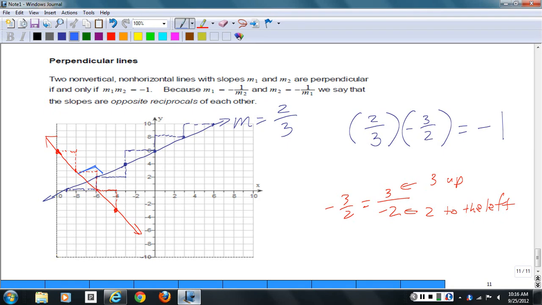Now, why do I have to say non-vertical, non-horizontal? What if I have a vertical line and a horizontal line? Are they going to be perpendicular to each other? Yes, they're perpendicular. They intersect at a right angle. But to compare their slopes, the vertical line doesn't have a slope, and the horizontal line has a slope of 0. Well, we have to calculate the opposite reciprocal, and 0 does not have a reciprocal, so we have to leave out that case.